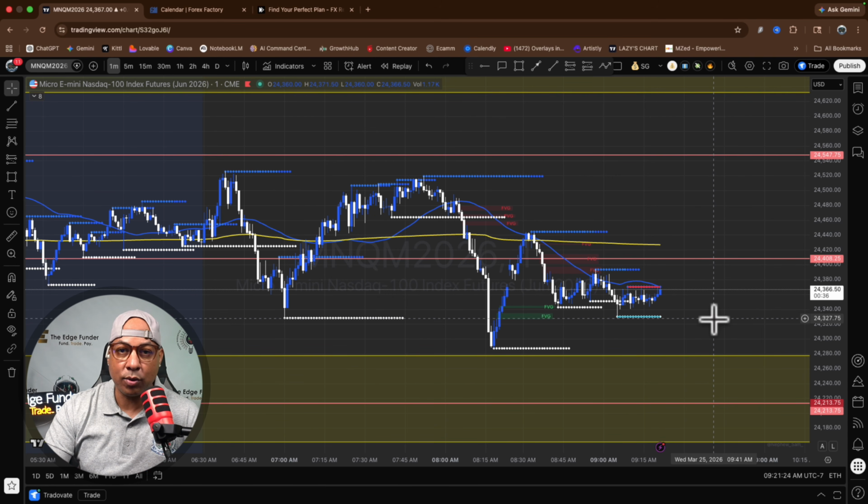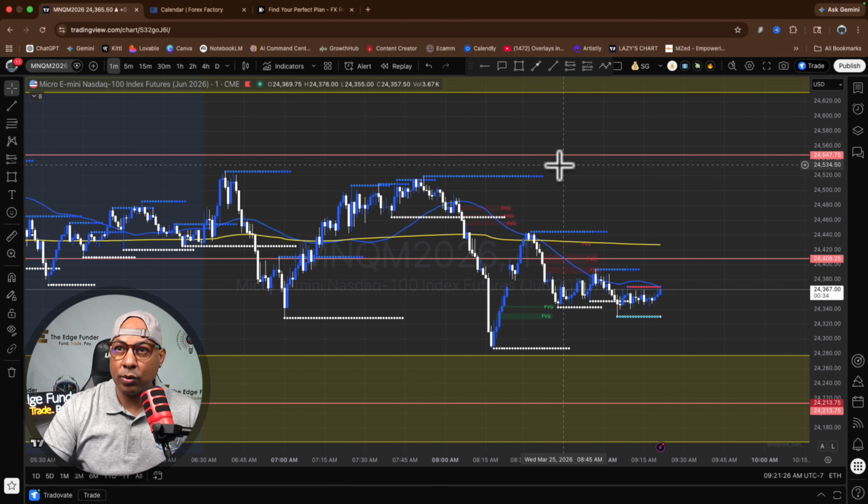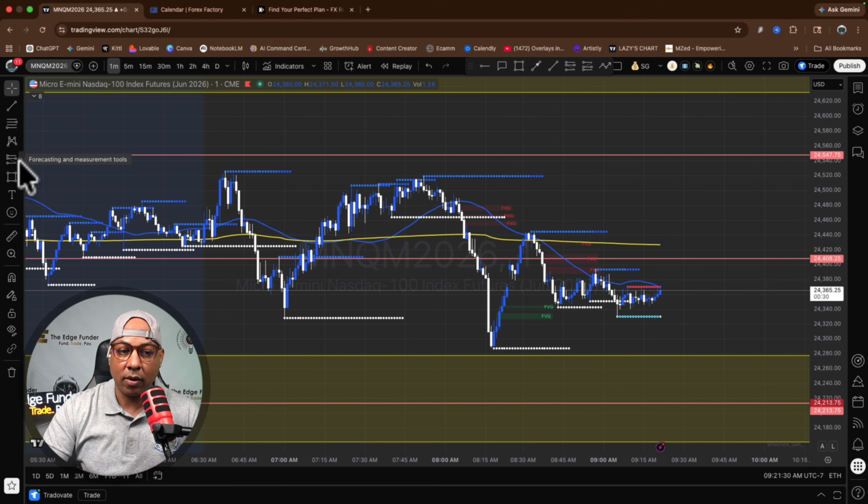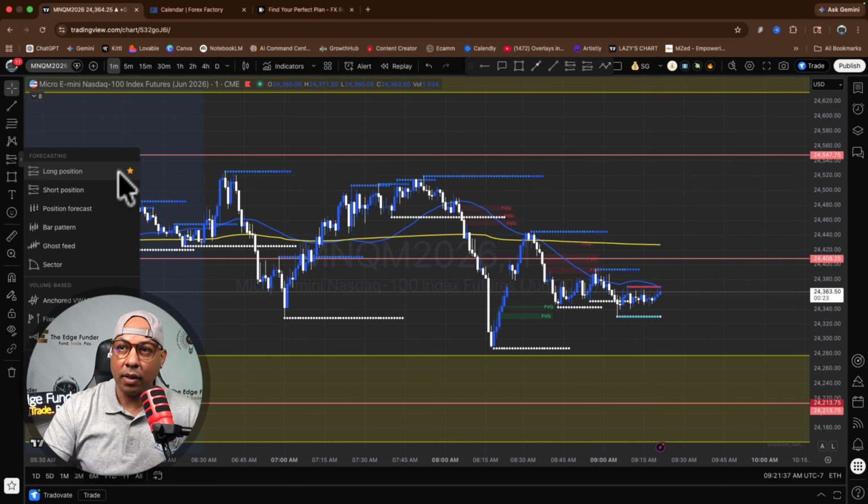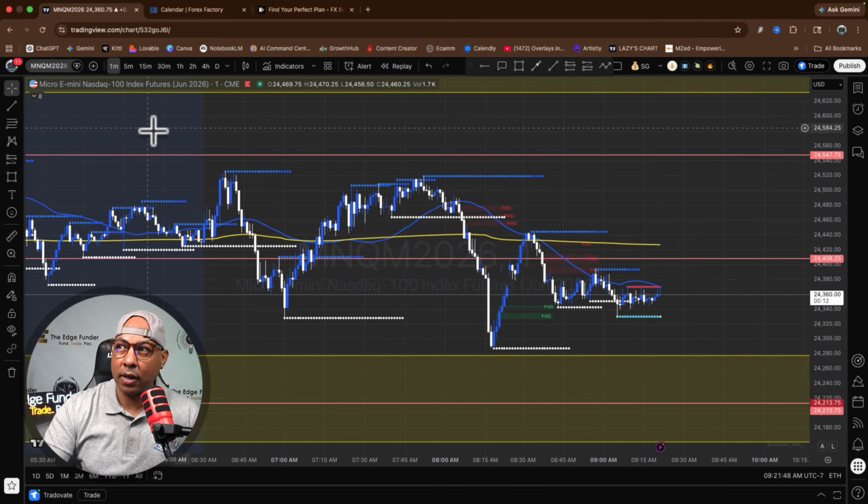We're going to start with the first one. It's not one that I use, but it's one that a lot of people use. It's your short and long position tool. You can find that right here. Let me click on it and you will see that I have a star by it because I have it favorited and it's up here in my favorite toolbar.